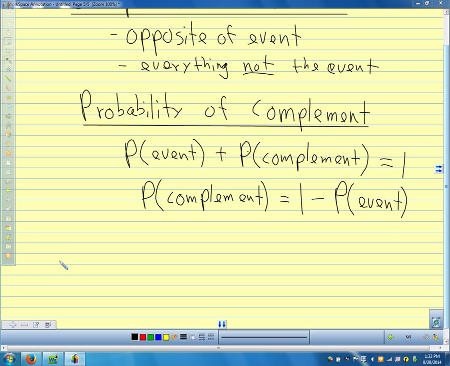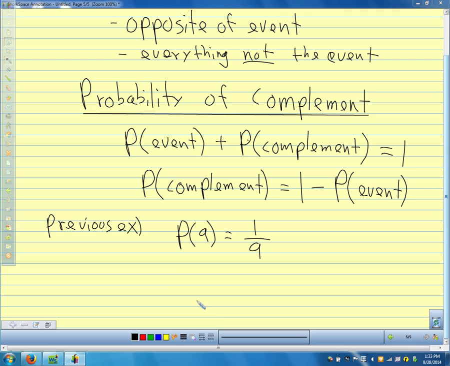So in our last example, the probability of a 9 we decided was 1 in 9. So let's find the probability of everything else, the probability of not rolling a 9. The probability of rolling a 9 is 1 in 9. Everything else is not rolling a 9, every other possible number other than 9. We would say that is 1 minus 1/9.